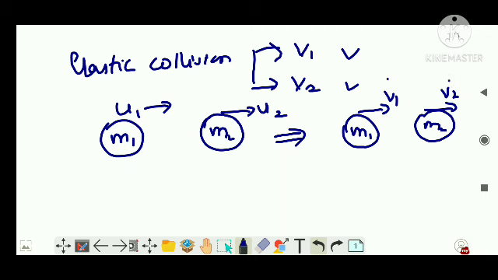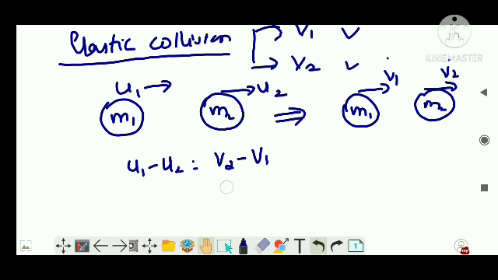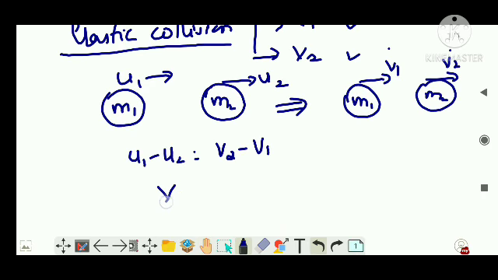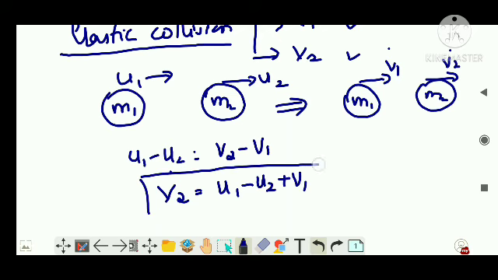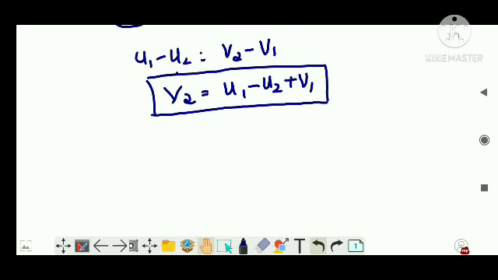Okay. Now, as we said, the heading is elastic collision. So what did you learn about elastic collision? You can use the equation of conservation of momentum, and the relative velocities are equal. So u1 minus u2 is equal to v2 minus v1. Now I'm going to rearrange this equation so that I can write v2 is equal to u1 minus u2 plus v1. Keep this expression to derive the final velocity equations.